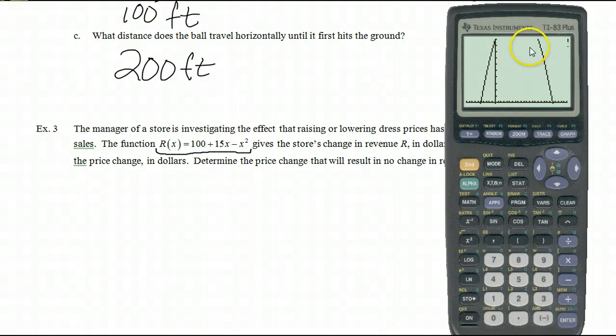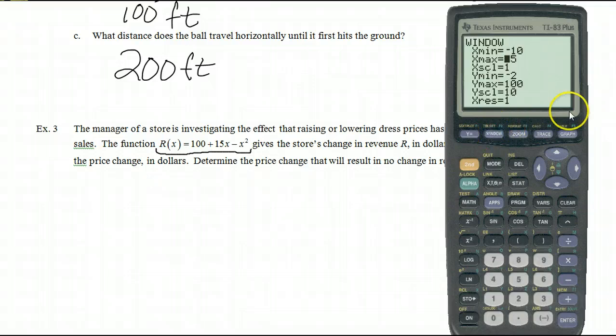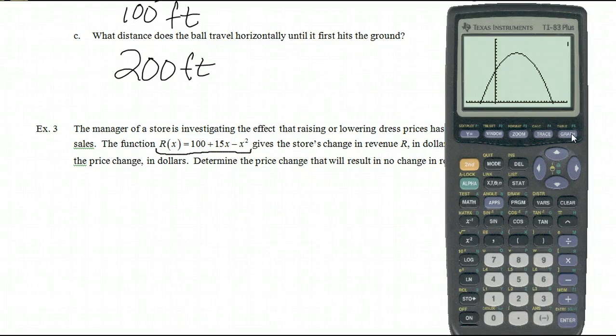So there it is. I don't have my maximum on here, so if I want to see that, let's go to Window and let's increase the Y max. Let's try 200 and graph that. And there we go, so this is pretty nice. I can see the whole curve here. What results in no change in revenue will be a y value of 0, right? A revenue change of 0.